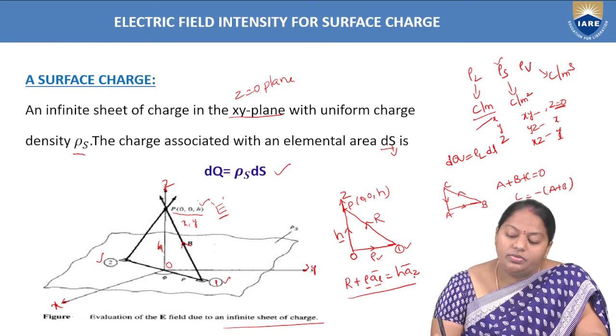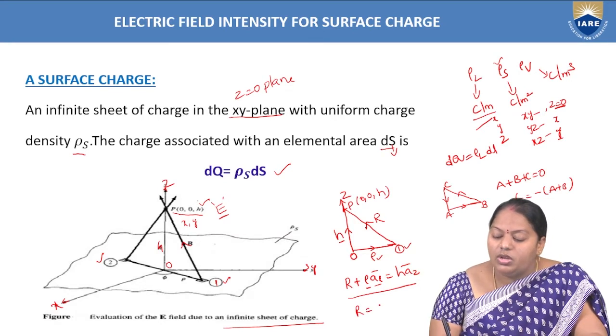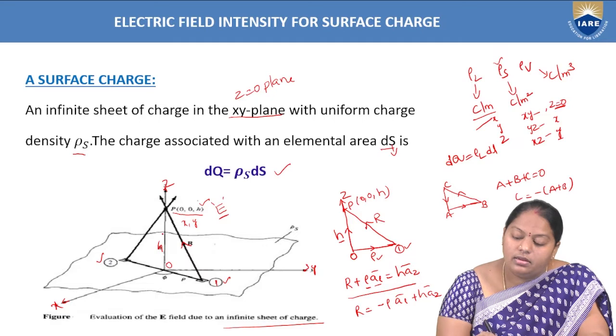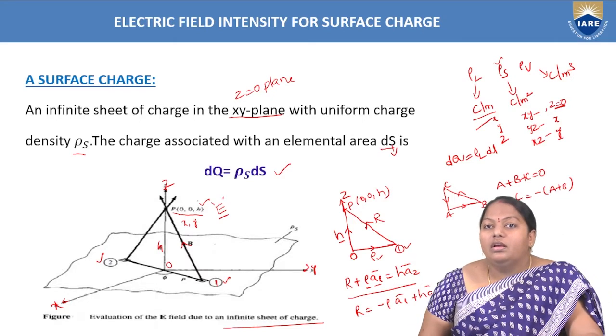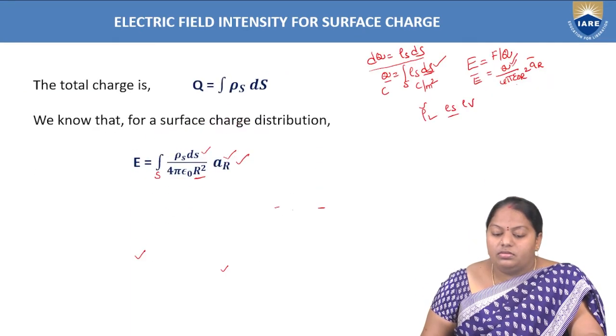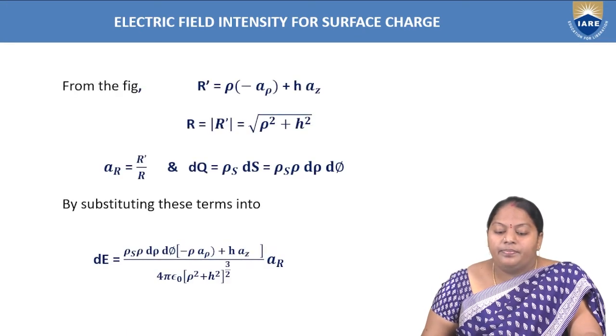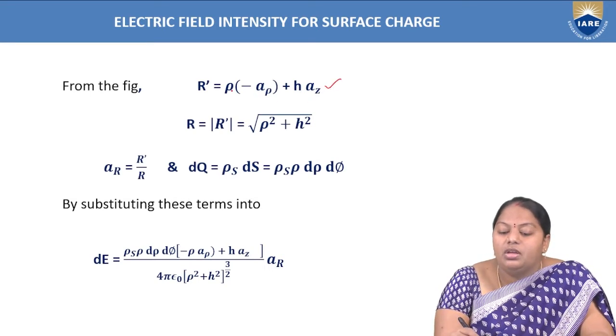So the same equation, if you consider, then from this R is equal to, take this rho a rho to the other side, then it becomes minus of rho a rho plus H a z. Right? So this is the equation which we have got from the elemental surface 1 to the field point P. Hence, the first equation to be obtained is R dash equal to minus rho a rho plus H a z.